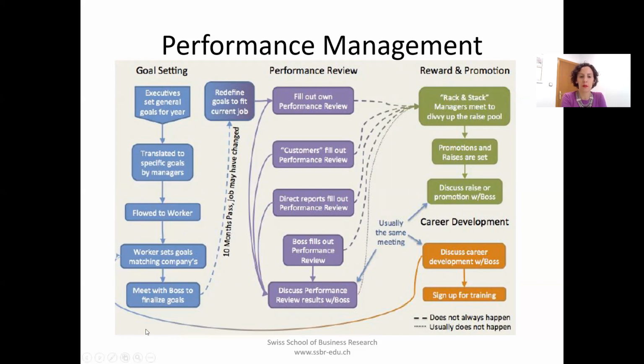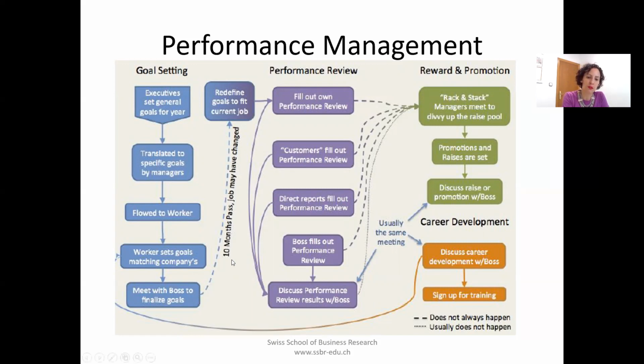And the manager and the employee will actually sit down to take a look at what those objectives would look like and be able to ensure that these are the correct ones. And so we will begin moving forward based on these goals.